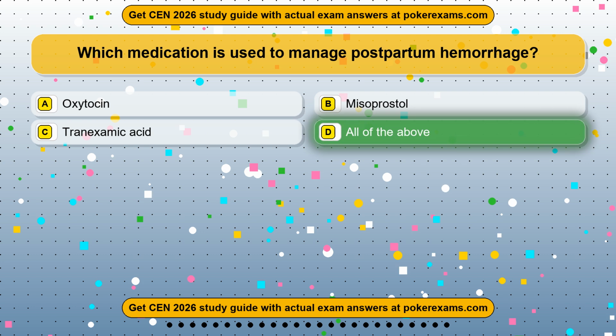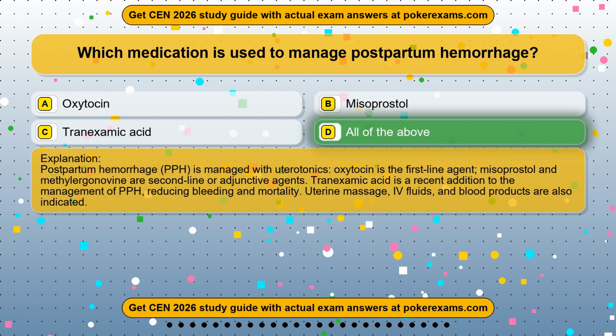All of the above. Postpartum hemorrhage, PPH, is managed with uterotonics. Oxytocin is the first-line agent; misoprostol and methylergonovine are second-line or adjunctive agents. Tranexamic acid is a recent addition to the management of PPH, reducing bleeding and mortality. Uterine massage, fluids, and blood products are also indicated.